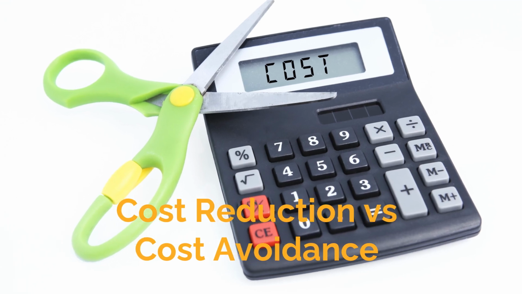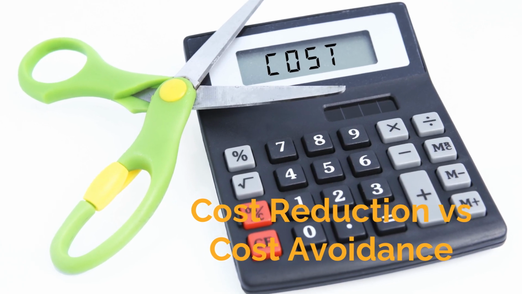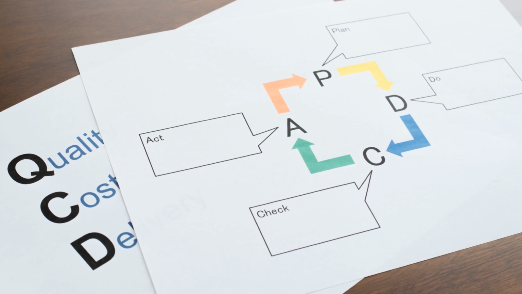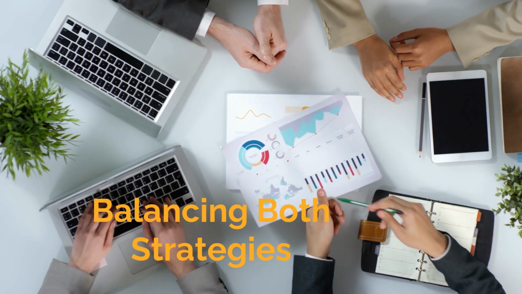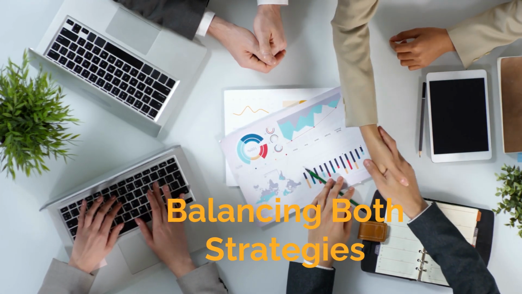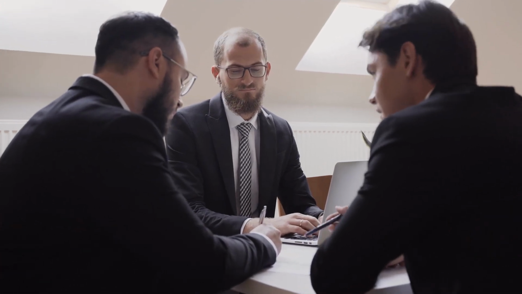While both strategies aim to improve financial performance, they do so in different ways. Cost reduction is about cutting current expenses, whereas cost avoidance is about preventing future costs. It's important to balance both strategies to ensure long-term financial health. Focusing solely on cost reduction can lead to short-term gains, but may hurt your business in the long run.